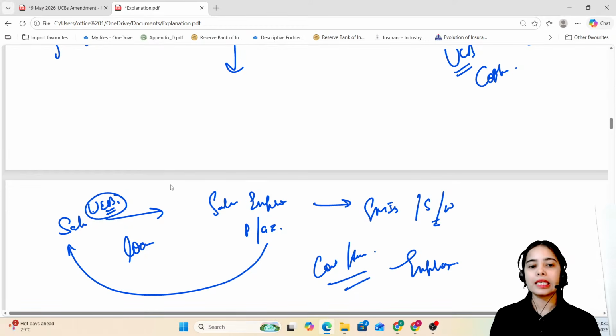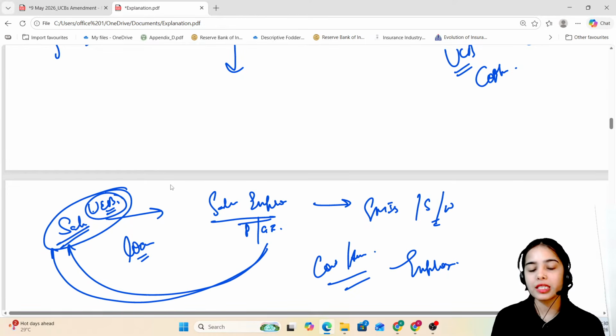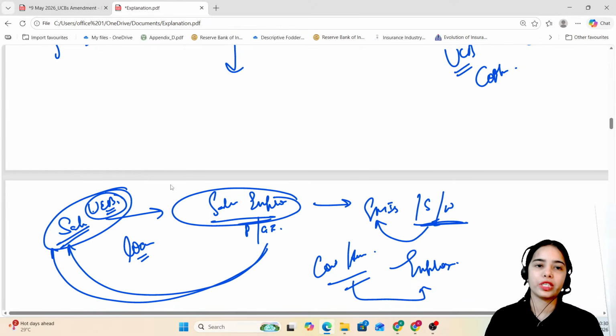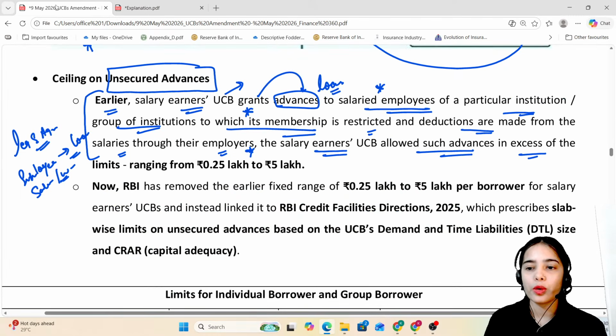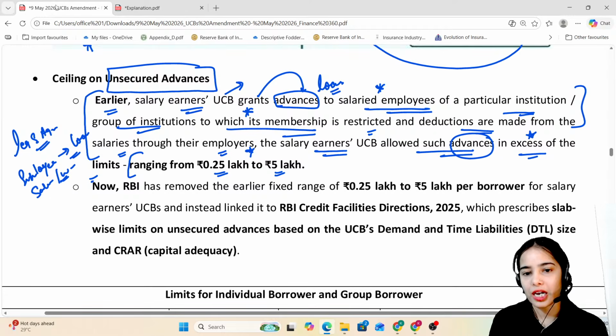Okay, so in the salary earner UCBs, the UCBs can give the loan to the salaried employees of a particular institution or group of institutions which are members of these urban cooperative banks. Now, for the salaried employees that are given the loans, the EMI will be deducted directly from their salary or wages. This kind of contract or agreement is there with the employer and the employee. Okay, this is the idea. Now, in this case, loans can be given in excess of the limits. What are the limits? First of all, the limits range from 0.25 lakh to 5 lakh. So this is the range of the limits.